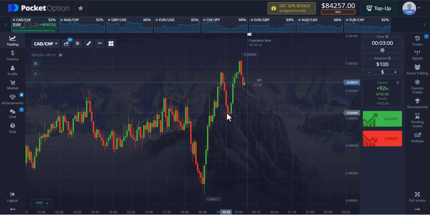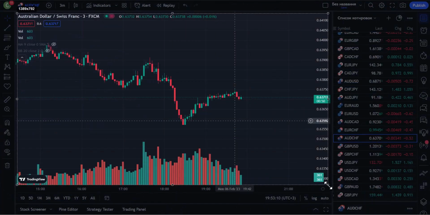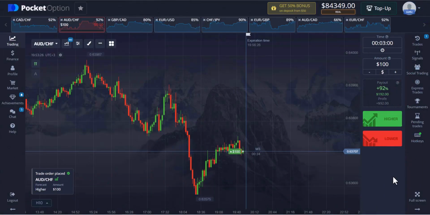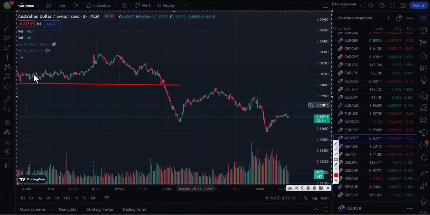We will make a pause here because our deal is about to close and we are picking up our first plus for the day. And the next stop is Australian dollar to Swiss franc. We have here a local bullish trend. We will invest in its continuation from the support line. Back to the broker, we will invest $100 with 3-minute expiration time.